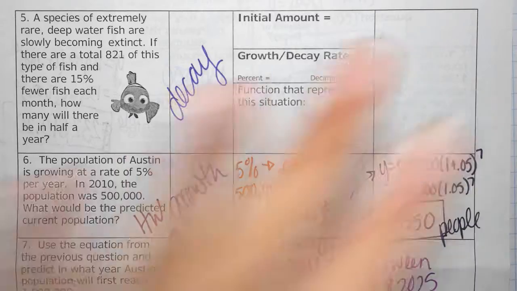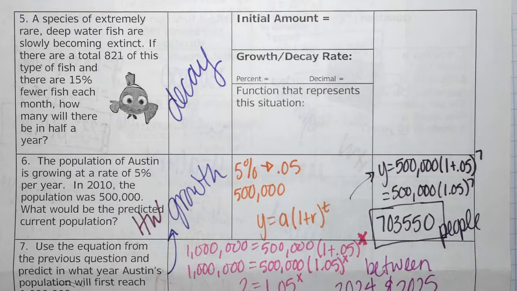Alright, so go to the back. Work out number 5 and 8. Try 10 if you want, but if it gets too complicated, you're done.